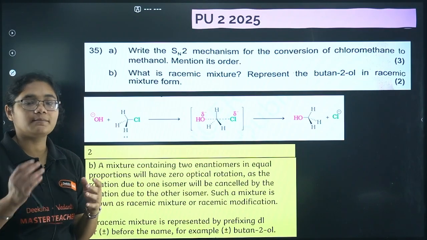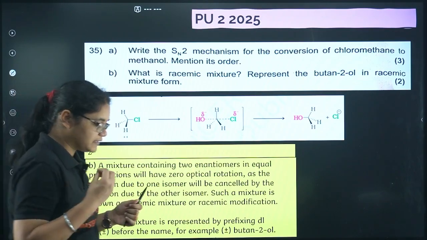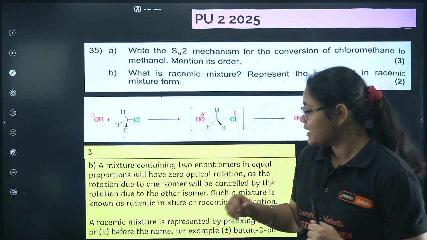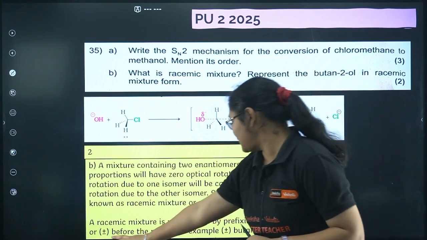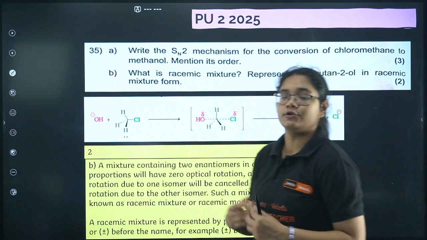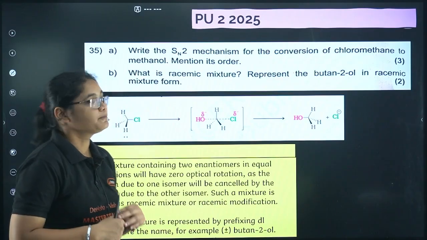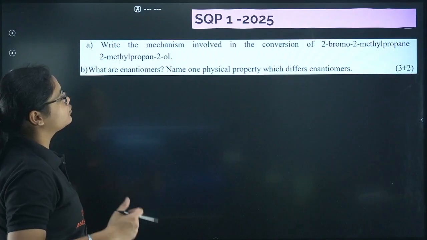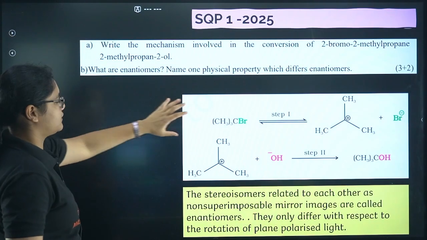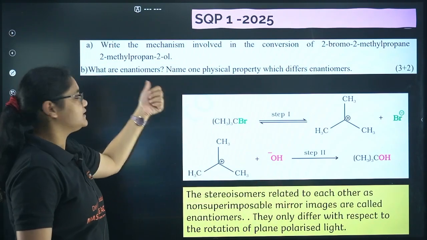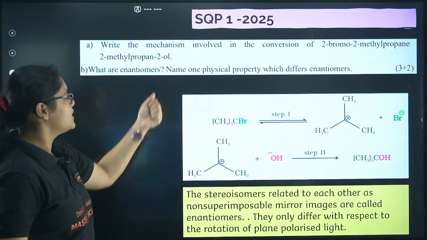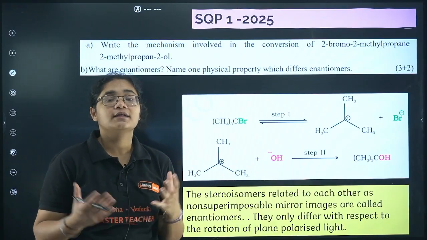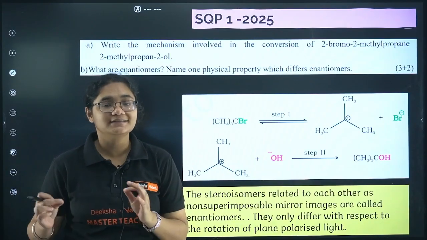So racemic mixture is what? A mixture which contains two enantiomers in equal proportion and has net zero optical rotation. And how do we represent it? With plus-minus butan-2-ol, that is how you represent a racemic mixture. Next question, write the mechanism involved in the conversion of 2-bromo. So this is SN1 mechanism. SN1 mechanism in 2 steps you have to write down. What are enantiomers? Non-superimposable mirror images. Name one physical property which differs in the enantiomers. The physical property is the way in which they rotate the plane polarized light.